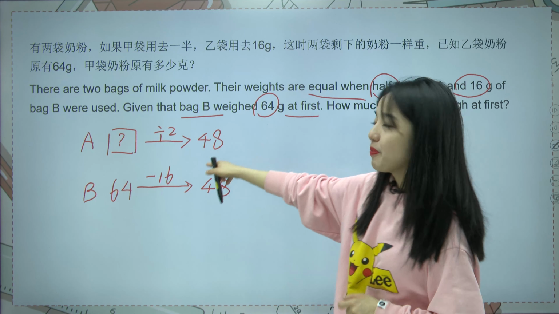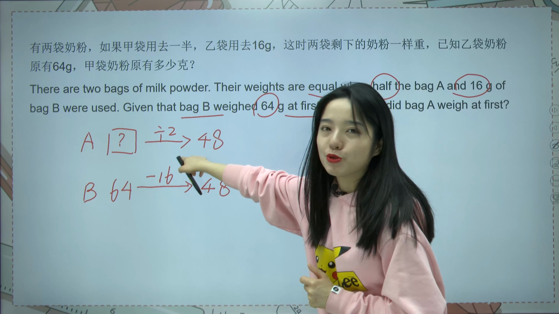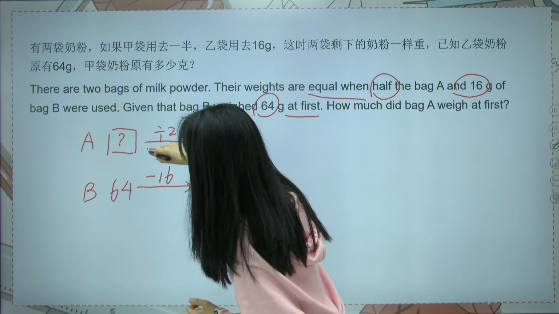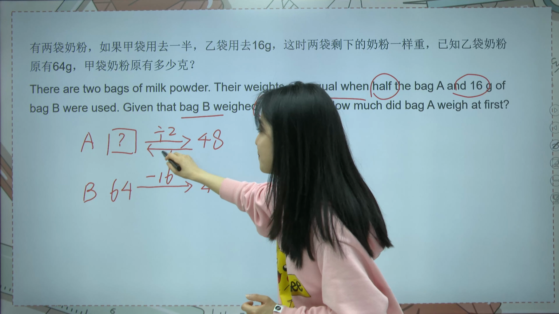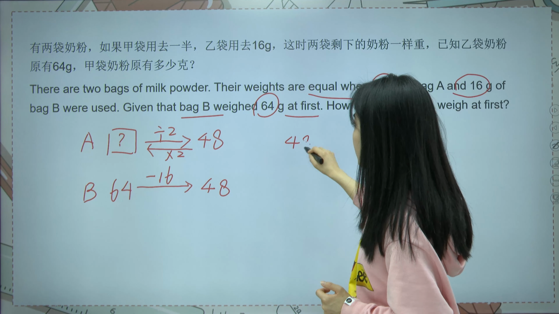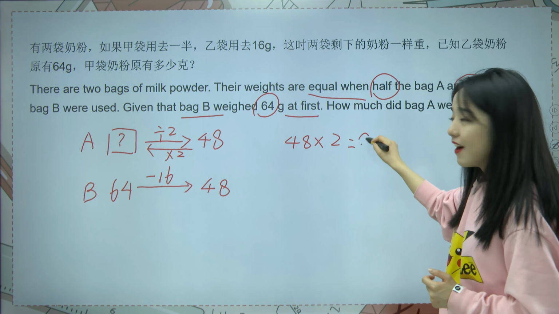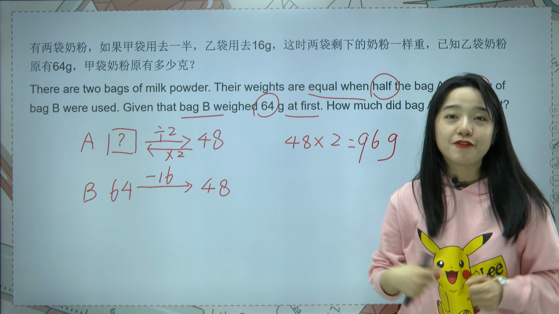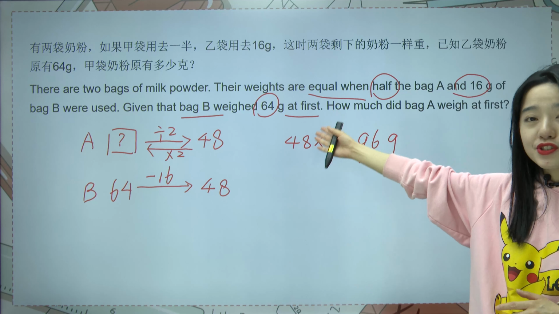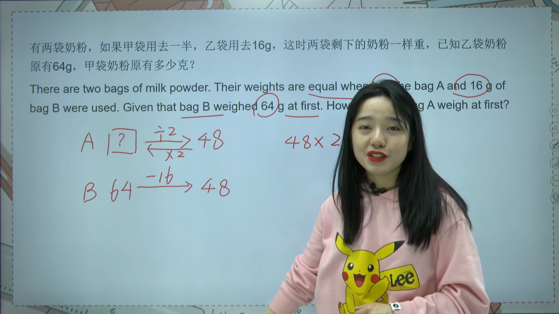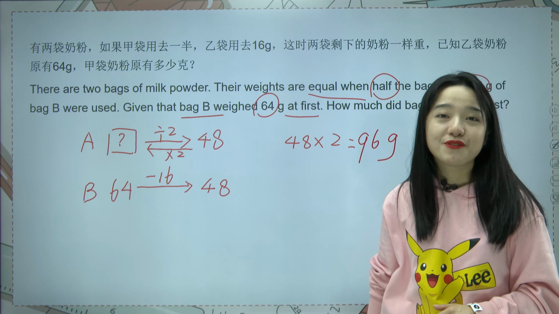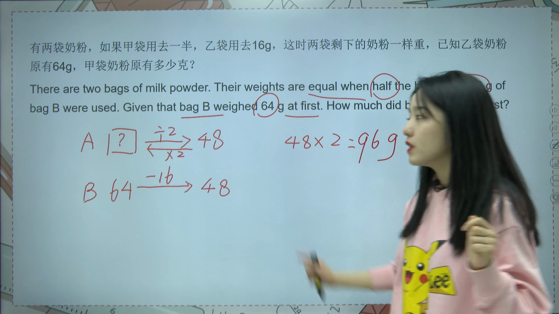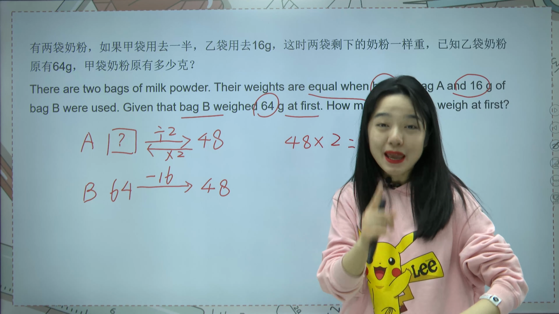Let's see A. We know the result. We want to know the original amount. Now we can work backwards. It will become times 2. So 48 times 2 equals 96 grams. This is the weight of A at first. You just need to compare these 2, using 2 trains here to find the answer. Also, when you have 2 things, you can also list all conditions in a table to find it.